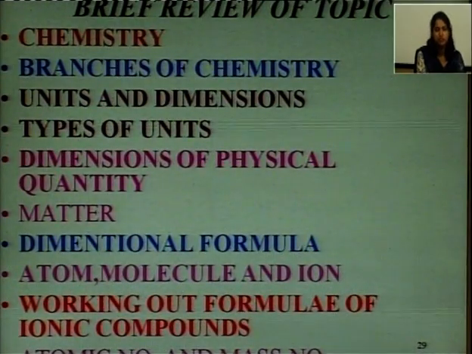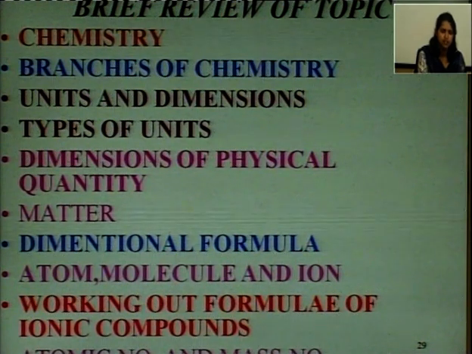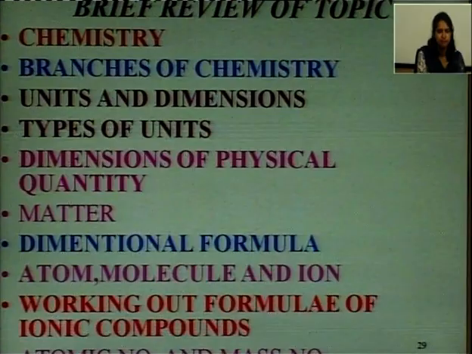Let us take a brief review of the topic. What I have explained today. First of all, I explained what is chemistry. Chemistry is the branch of science which deals with the composition, structure and properties of matter. Then I explained the branches of chemistry. Then I explained the units and the dimensions. Unit is the standard of reference and the dimensions are the powers to which the fundamental units of mass, length and time have to be raised in order to express the unit.